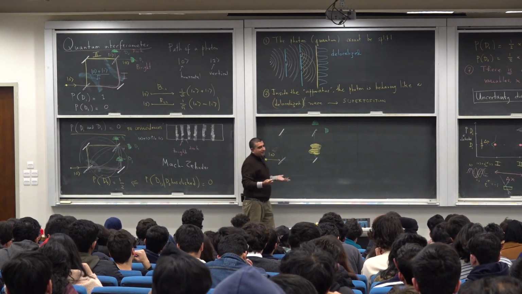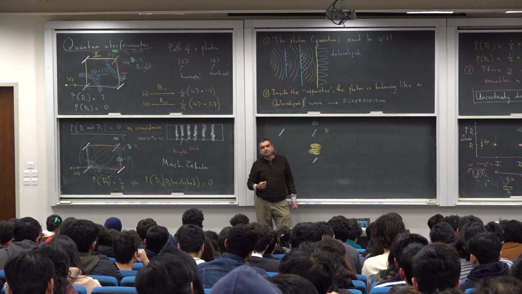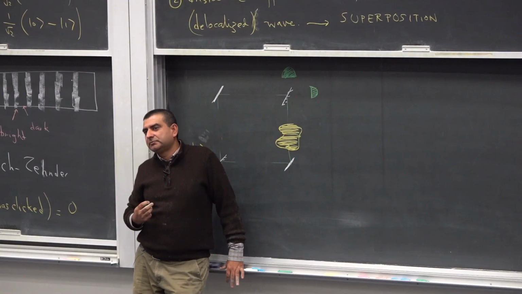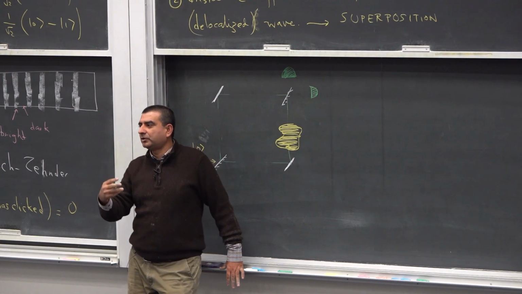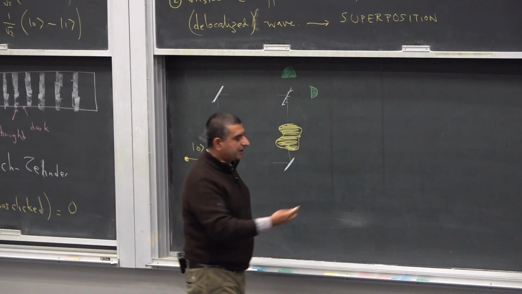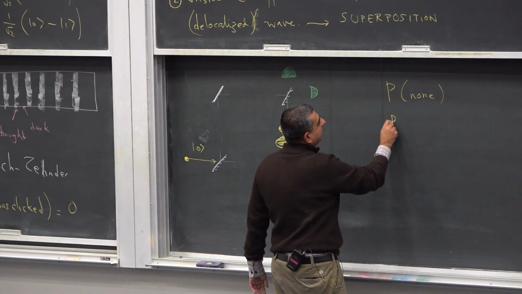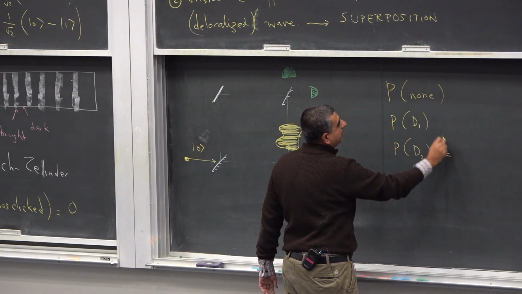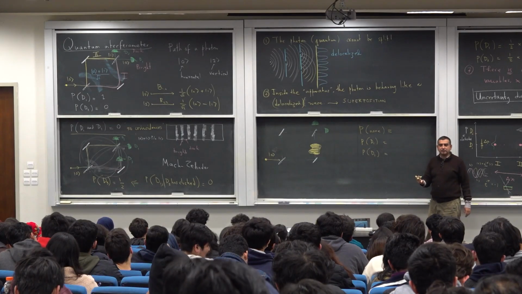Now there are three possibilities of detecting a photon. What are those three possibilities? What are the three probabilities that we should talk about? Probability that D1 clicks or D2 clicks or none clicks, right? So we have three probabilities. Probability that none clicks, probability that D1 clicks, probability that D2 clicks. So from this discussion, what's the probability that none of them clicks? Half.